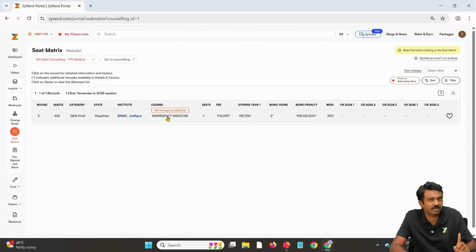First round, second round, you might not have seen that because it is only a Gen PWD seat. This round you might see that. So please ensure that such choices are available.